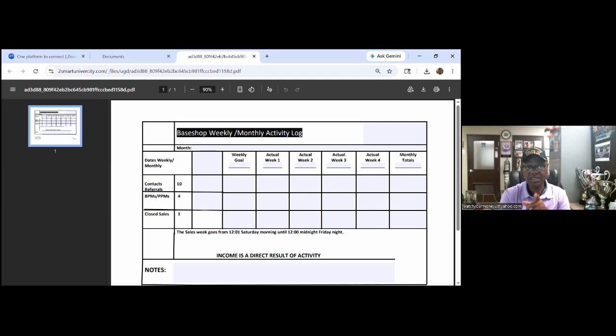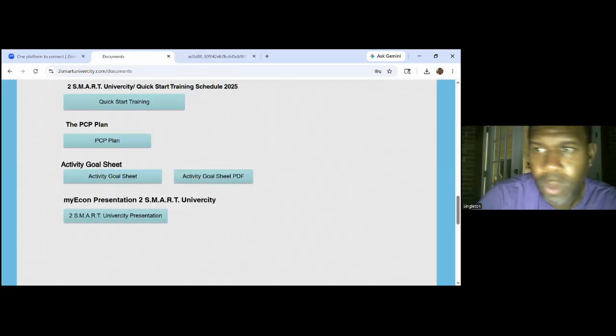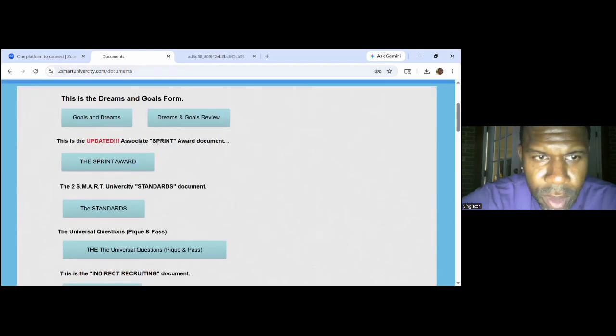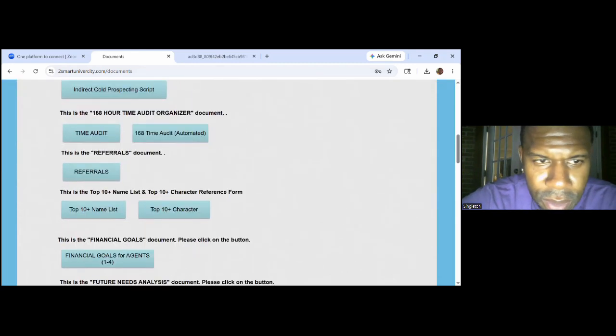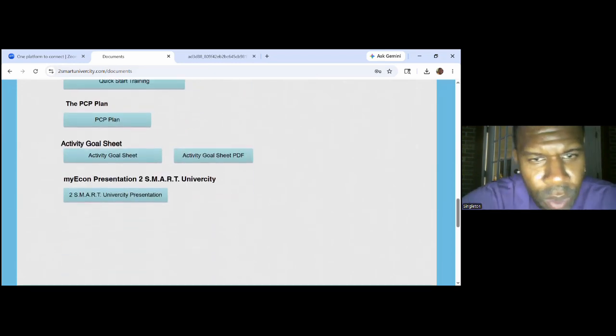So you're saying the one that you can fill out is in our back office? Yeah, it is in the back office under the document section. You scroll down, it's toward the bottom. Can you show us how to get there? Yeah, yes. All right, so I went to twosmartuniversity.com and then I clicked on documents and you see other documents here. Scroll down. Right there it says activity goal sheet.